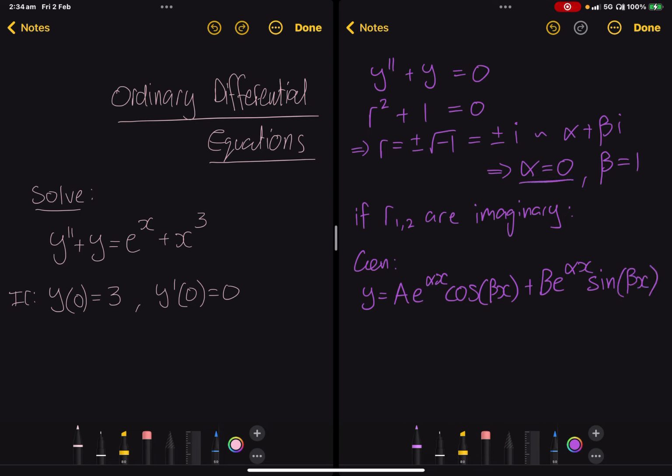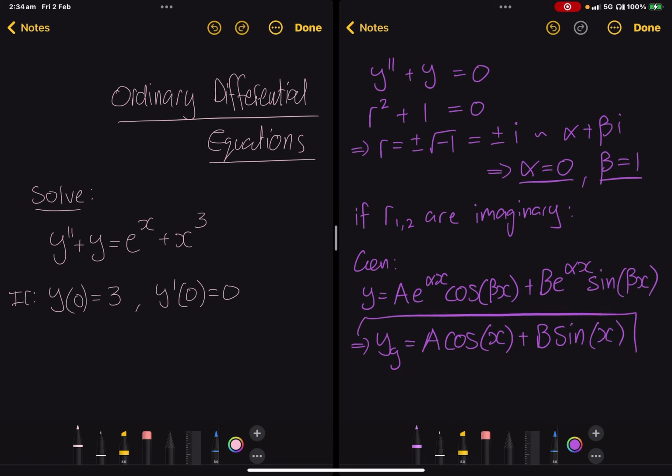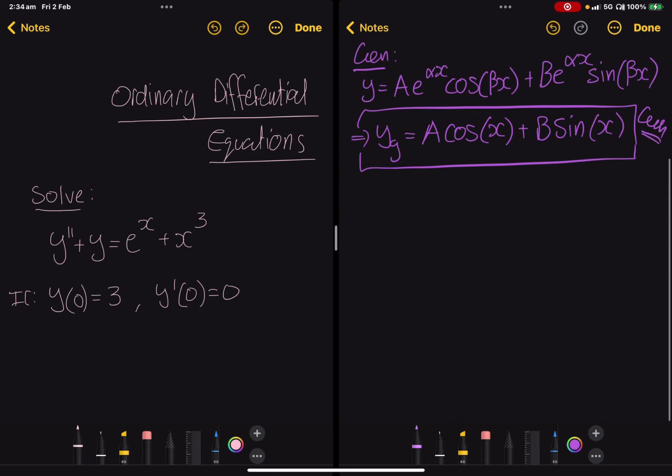Now alpha here is 0, beta is 1, so we plug this in, and our general solution is a, e to the alpha x is 1 because alpha is 0, times cosine of x because beta is 1, plus b, e to the alpha x again is 1, times sine of x. This is our general solution. So this is the general solution that we've got so far for our ordinary differential equation.